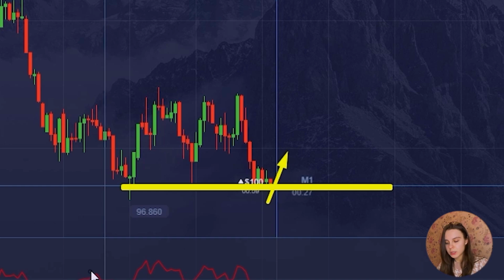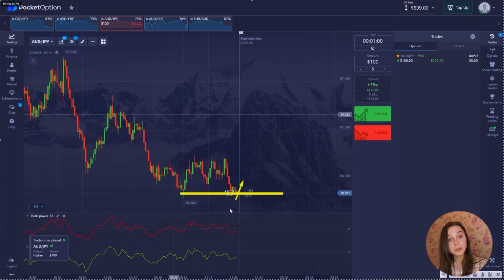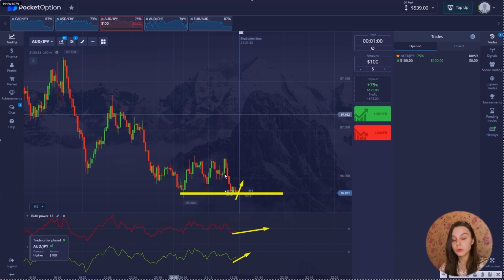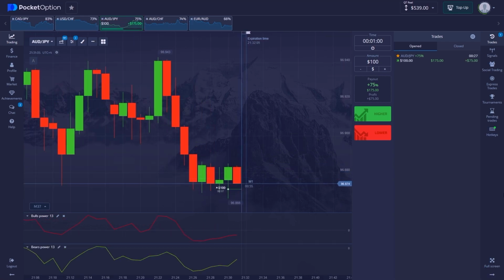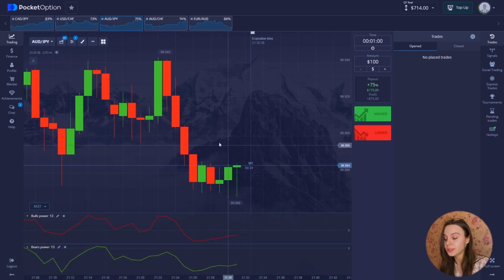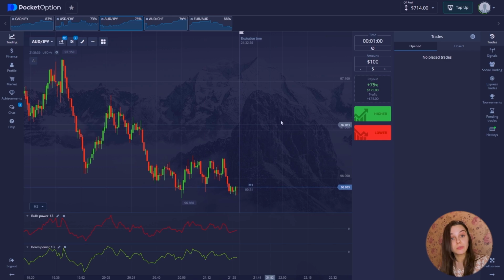We see that the bears are looking up and bulls are already practically looking up, so the situation is changing to an upward trend. Let's look behind our chart. Excellent. The deal is also closed in the plus, and our profit was $75 and our balance is $714.